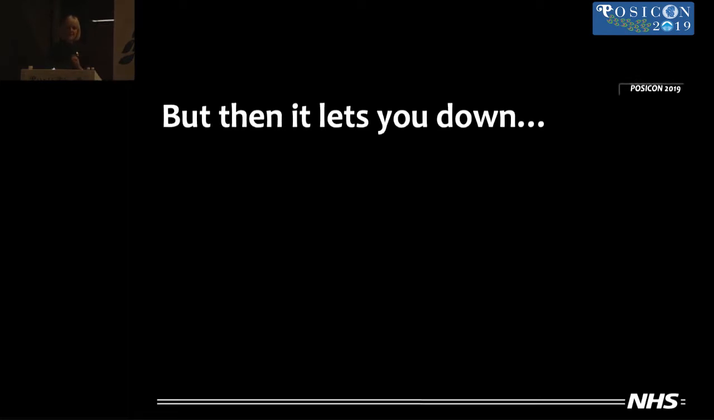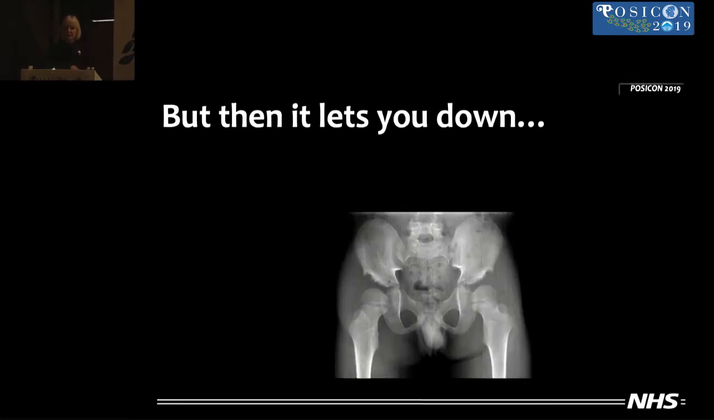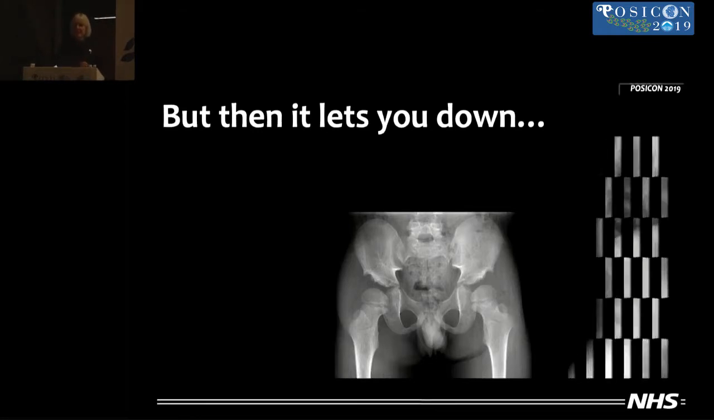But then, of course, this simplistic system will let you down, because here you have a case where the main problem seems to be in the acetabulum.